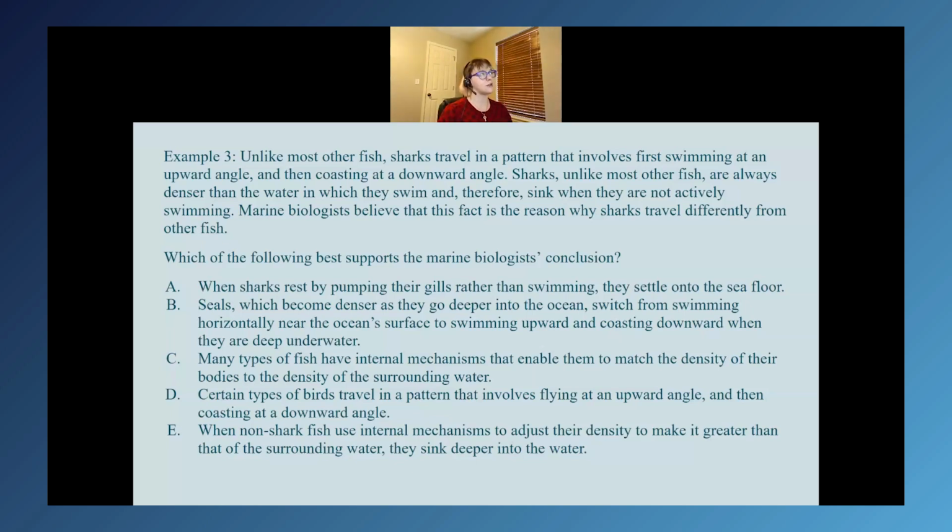Okay. Unlike most other fish, sharks travel in a pattern that involves first swimming at an upward angle and then coasting at a downward angle. Sharks, unlike most other fish, are always denser than the water in which they swim and therefore sink when they are not actively swimming. Marine biologists believe that this fact is the reason why sharks travel differently from other fish.